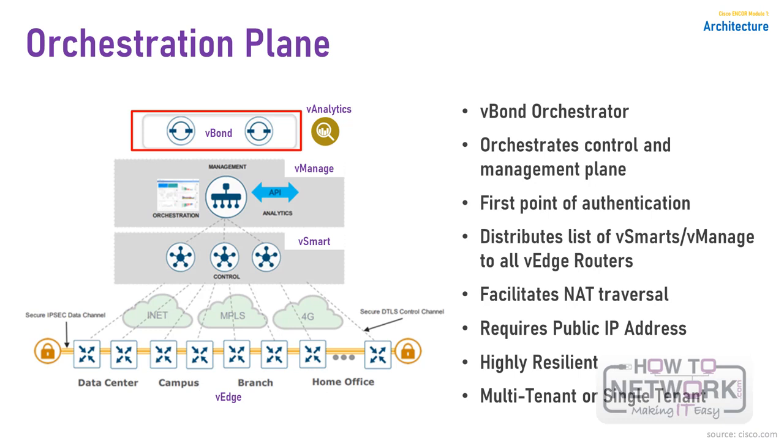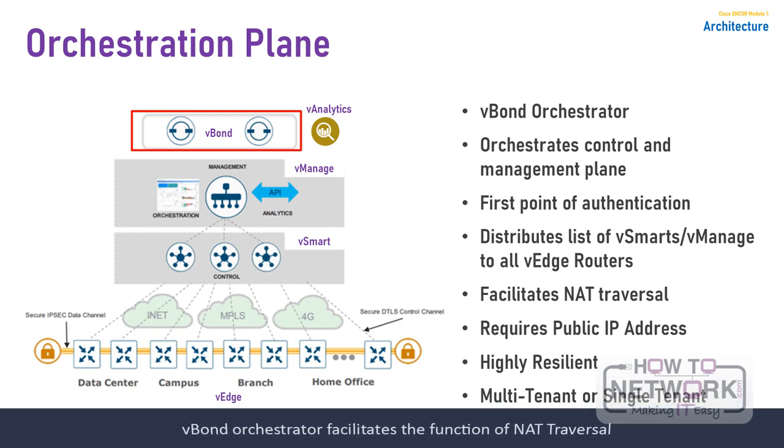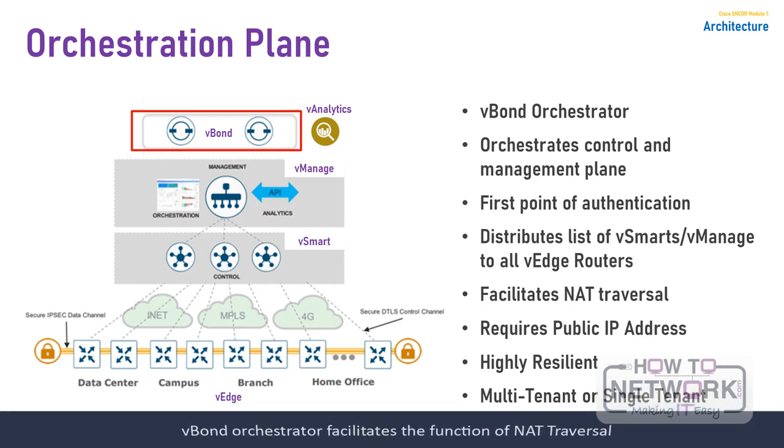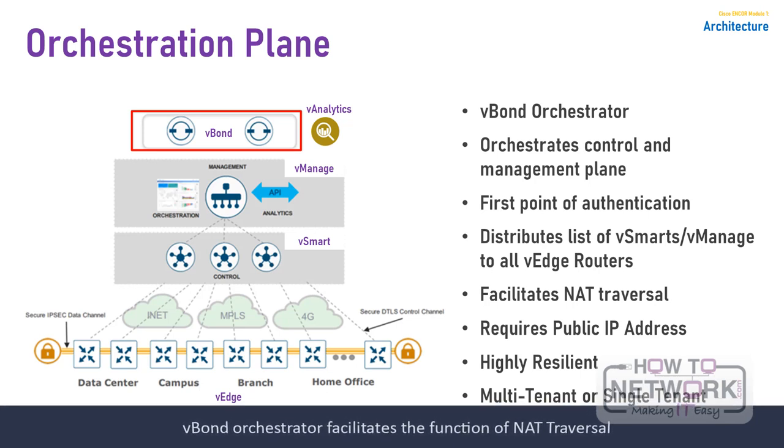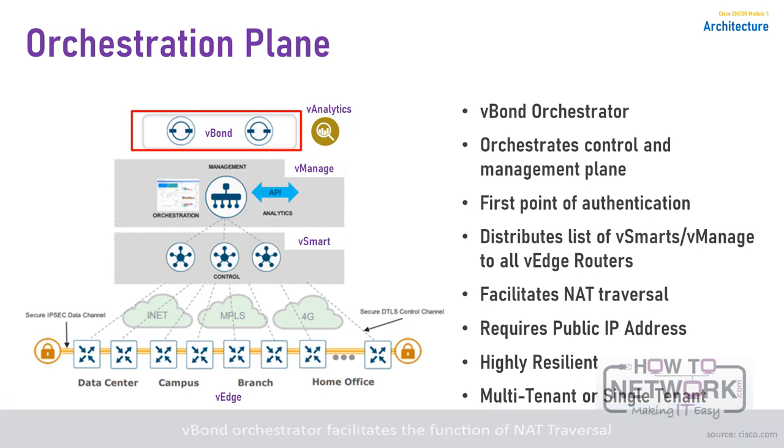For situations in which vSmart controllers, the vManage system, or the vEdge routers themselves are behind NAT, the vBond Orchestrator facilitates the function of NAT traversal by allowing the learning of public and private IP addresses. The discovery of public and private IP addresses allows connectivity to be established across the public network like internet or 4G, and private network like MPLS and point-to-point.